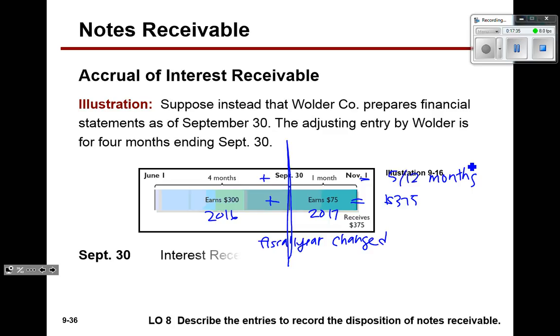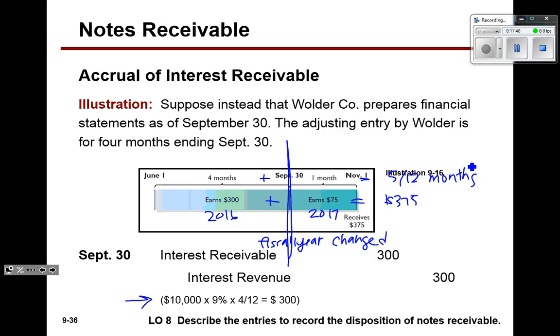Okay, so what does the entry look like? Interest receivable and interest revenue of $300. Here's our calculation. Still our $10,000 note at 9%. We've only earned 4 of the 5 months, and that's what will get us to 300. We know there's 1 more month on this note, but the calendar switched and the fiscal year ended, so we can't claim what hasn't happened yet.